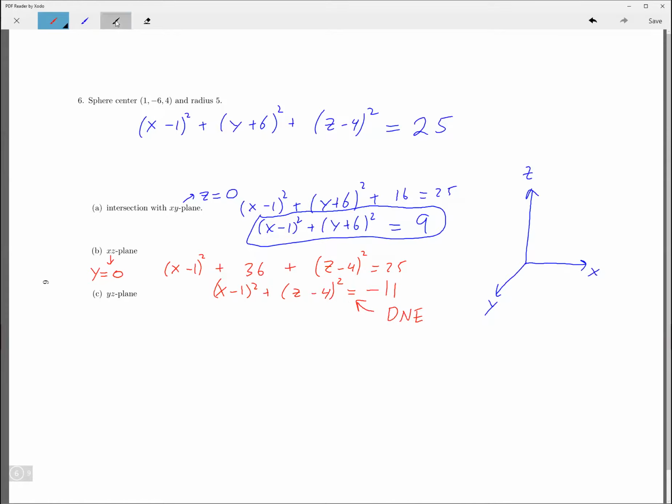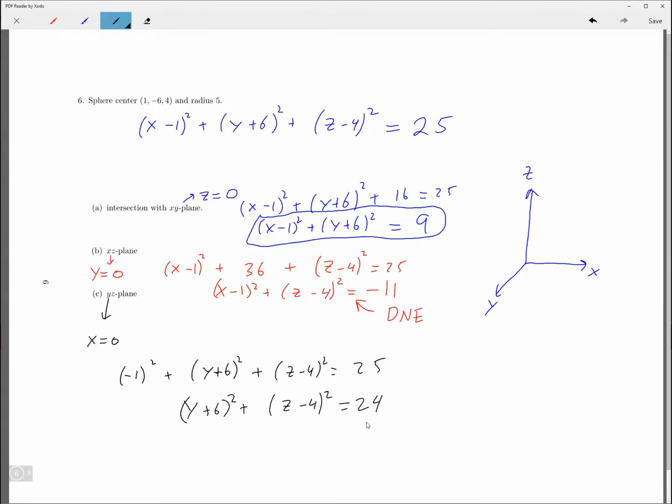Yay. Okay, and then this last one, you're going to set x equal to zero. So we have negative one, let's see, that's going to be 1, so you subtract that, you get 24 on the other side. Okay, so I'm going to go ahead and put that in there. y plus 6 squared plus z minus 4 squared equals 24. Okay, let's see if those are right. Yay, that's correct. All right.